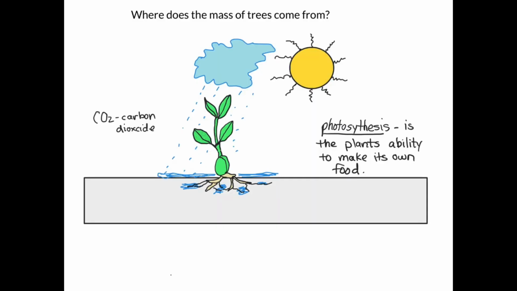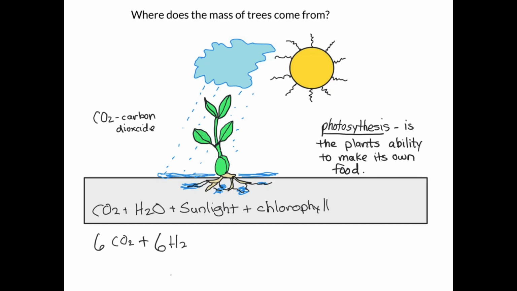Let's review what we need for a plant to create its own food. The plant needs CO2, plus water, which is H2O, plus sunlight, plus chlorophyll. So the plant takes 6 CO2 molecules plus 6 water molecules and converts that into glucose and oxygen.